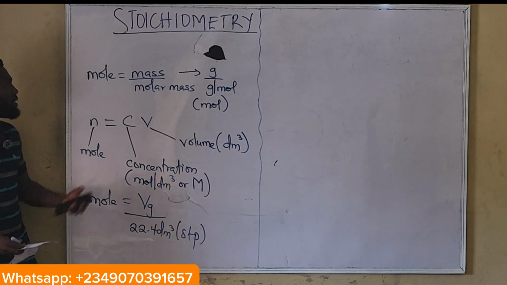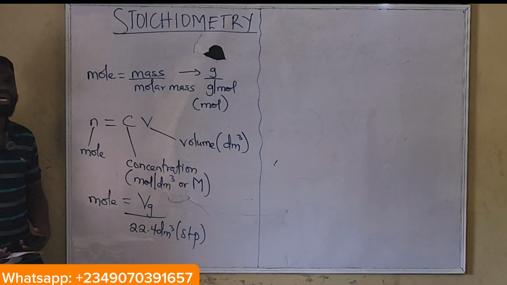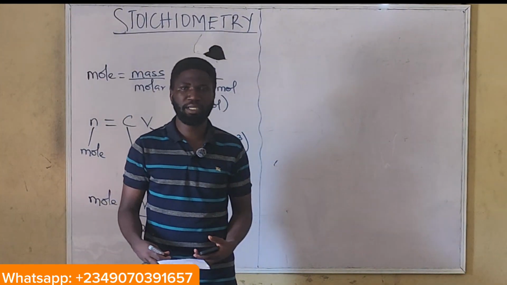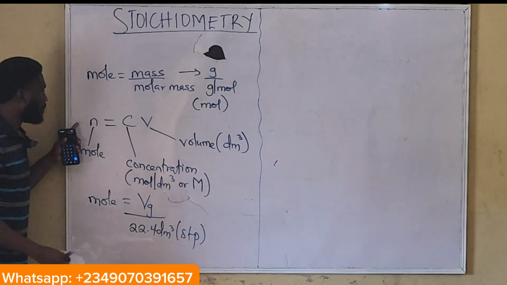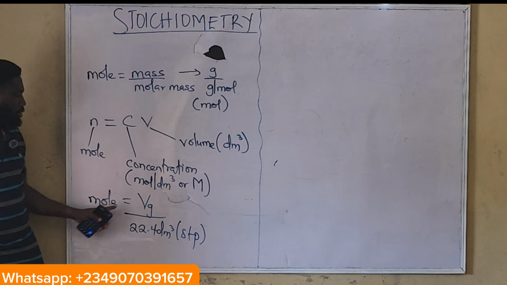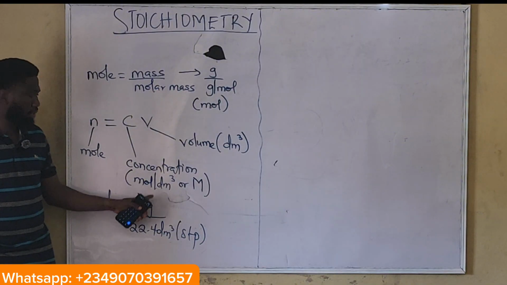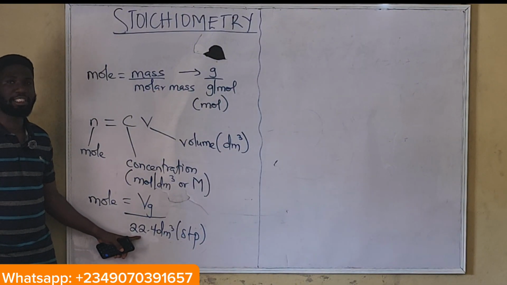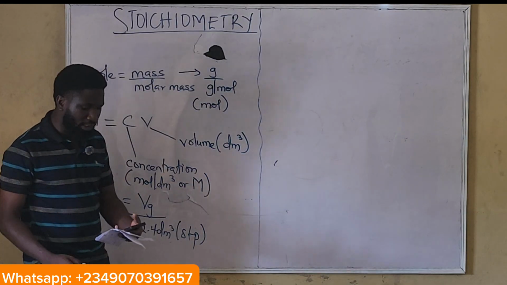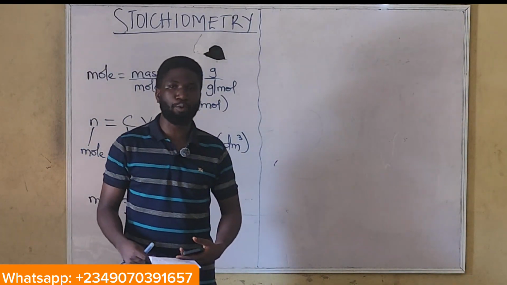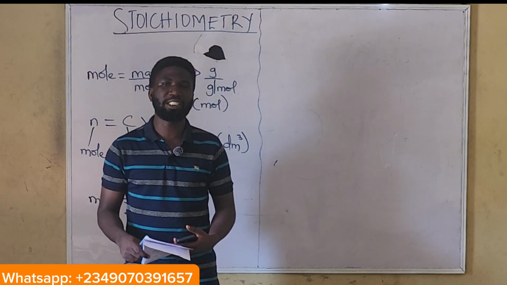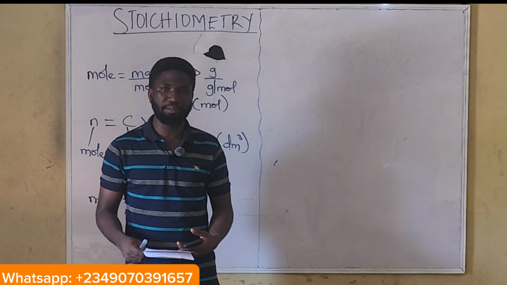So once you know these 3 formulas, you'll be able to answer any question on stoichiometry in the JAMB chemistry. So we said mole equals concentration times volume, that's the second one. Mole equals volume of gas over volume at STP, which is 22.4 dm cube. So with this, let's answer some questions. These are the likely questions you are going to see in the JAMB UTME examination.